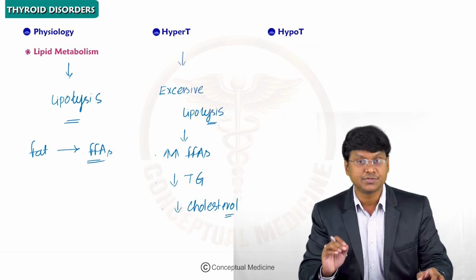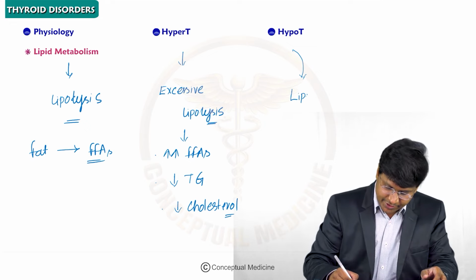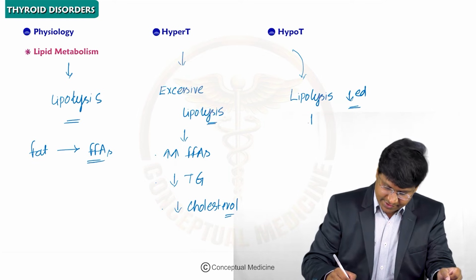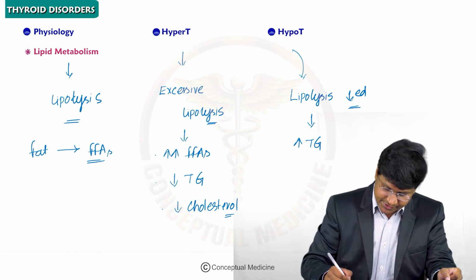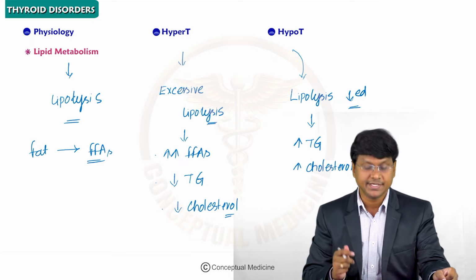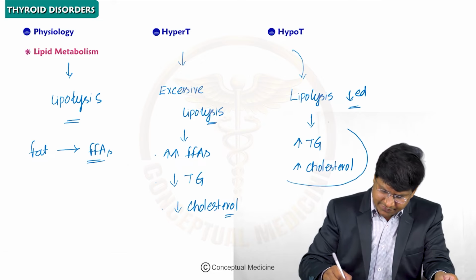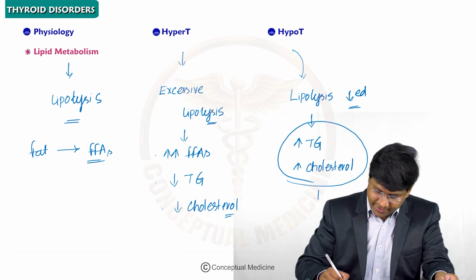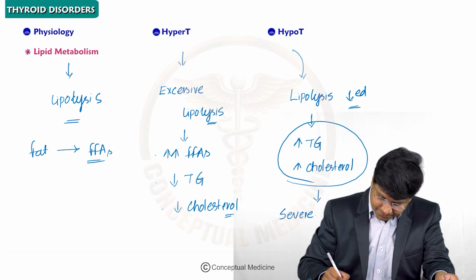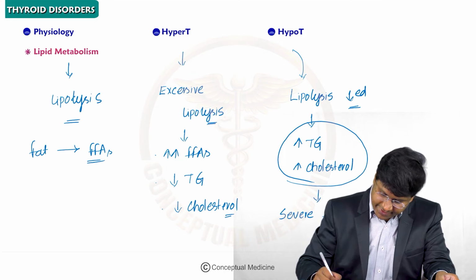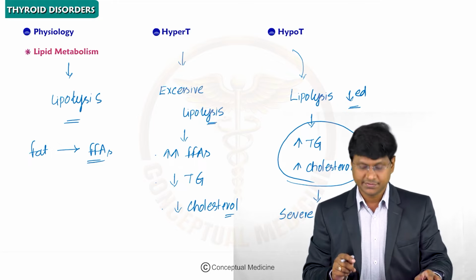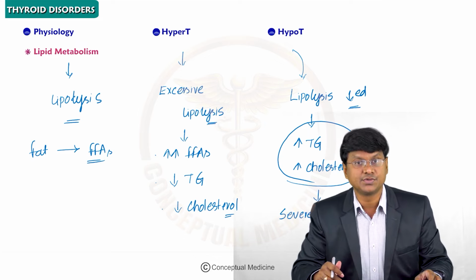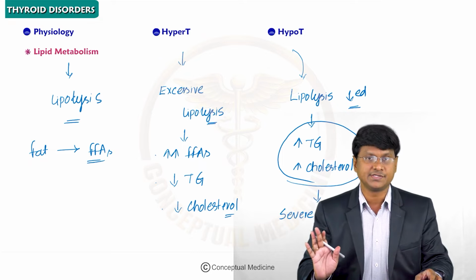But whereas in patients with hypothyroidism, lipolysis is reduced, right? So as the lipolysis is reduced, what will happen to your triglycerides? It increases. What will happen to your cholesterol? It increases, right? Triglycerides as well as cholesterol increase in hypothyroidism. And because of this increased triglycerides and cholesterol, they are prone to severe atherosclerosis. That is what you will observe in patients with hypothyroidism. And because of this severe atherosclerosis, they can also develop coronary artery disease, right?